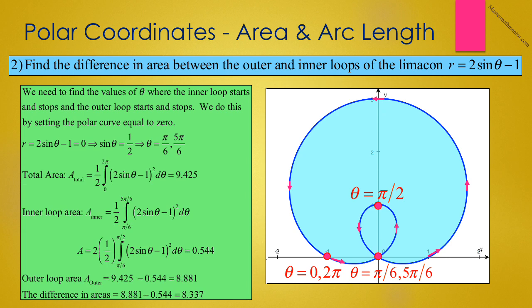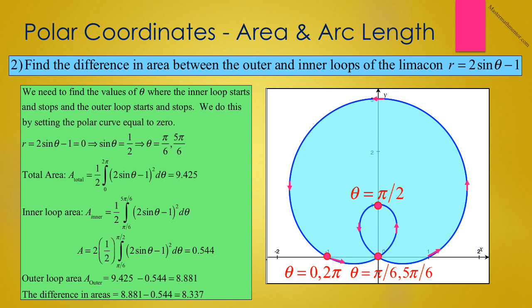We start by calculating the total area. That is 1/2 the integral from 0 to 2 pi of quantity 2 sine theta minus 1, quantity squared, d theta. That is 9.425, and that represents the blue area plus the white area. We now calculate the inner loop area. That area is 1/2 the integral from pi over 6 to 5 pi over 6 of 2 sine theta minus 1 quantity squared d theta.